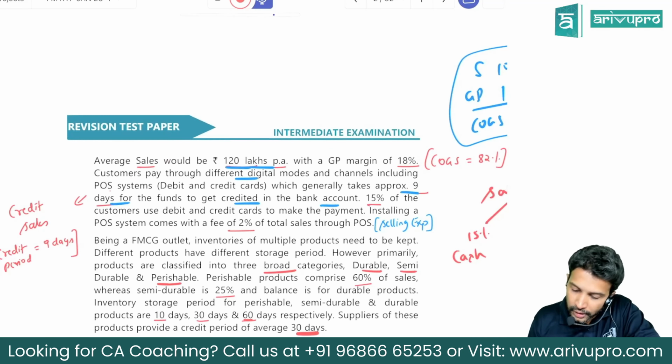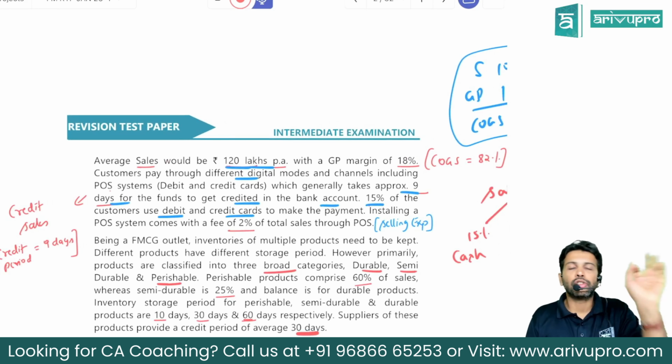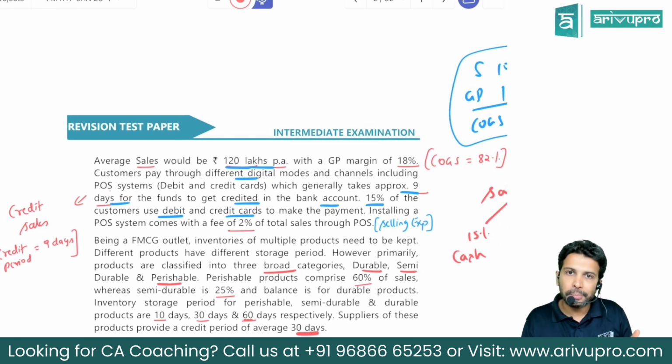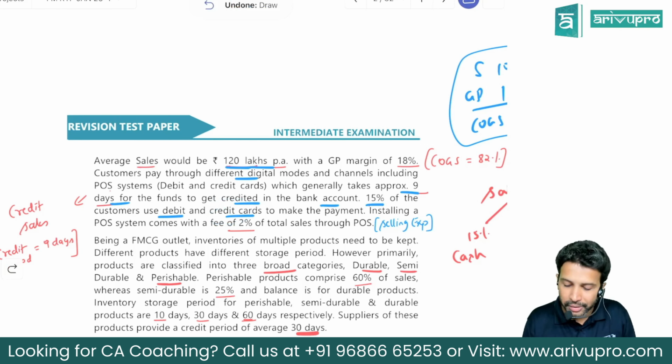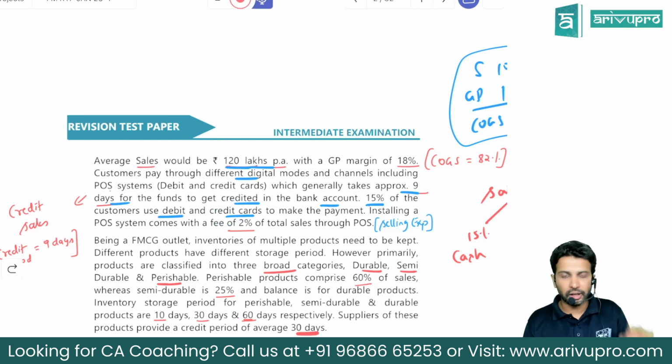Keep that in mind. 15% of the customers use debit and credit cards. So 85% of the sales happens on a cash basis. 15% of the customers only pay by debit and credit cards. So I think we got this.